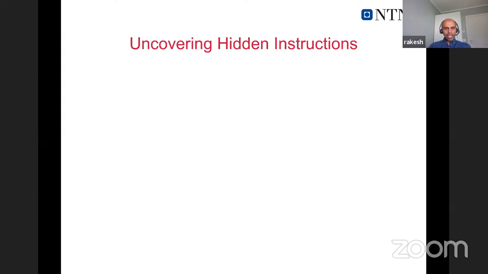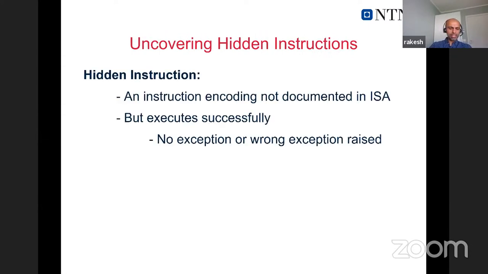Cool, now moving on to the next part, hidden instructions. So what exactly is a hidden instruction? Any instruction encoding which is not documented in the instruction set architecture description, we call an invalid instruction. But if this encoding is not documented in the ISA, or it is documented as an illegal instruction, but it still executes successfully, that means this is a hidden instruction. It was not supposed to execute, but it does. And by successful execution, I mean there is no exception generated or a wrong exception is generated.